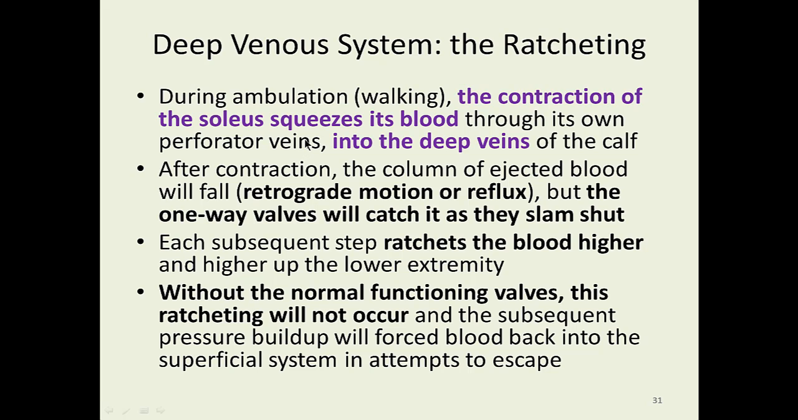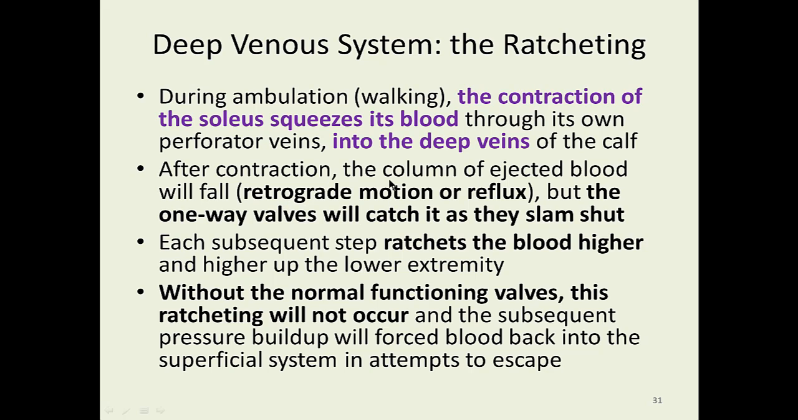So when you walk, every time you squeeze, your calf contracts, blood is squeezed into the deep veins of the calf, which are who? Well, that would be anterior and posterior tibial veins and the peroneal veins. Those will be squeezed up, remember, to the popliteal veins. Then they get to the deep femoral veins, that changes name. All right, we remember that stuff.